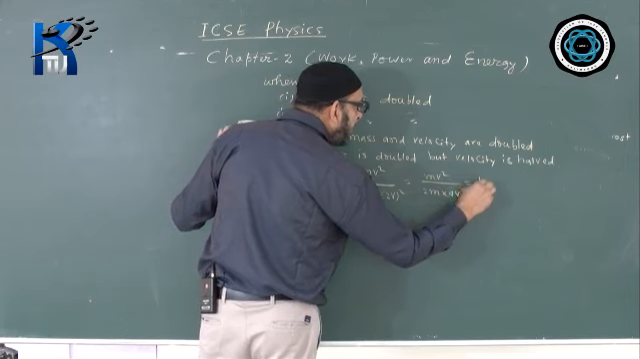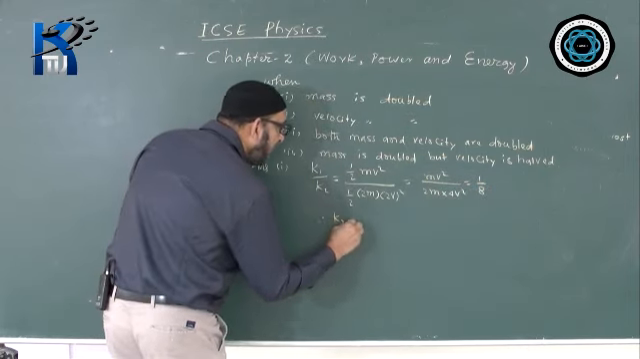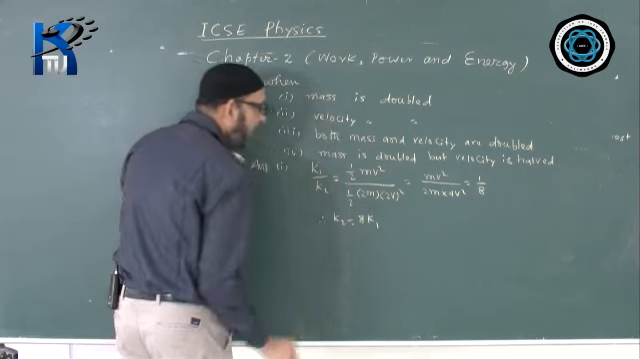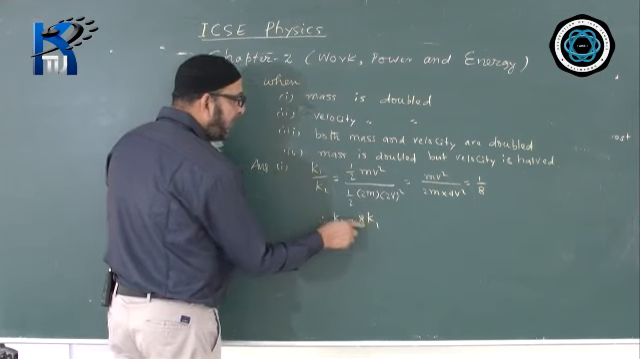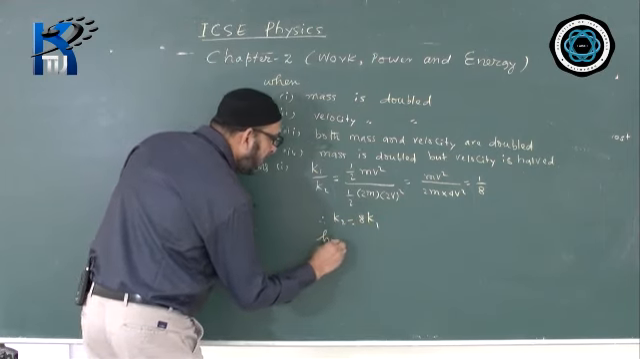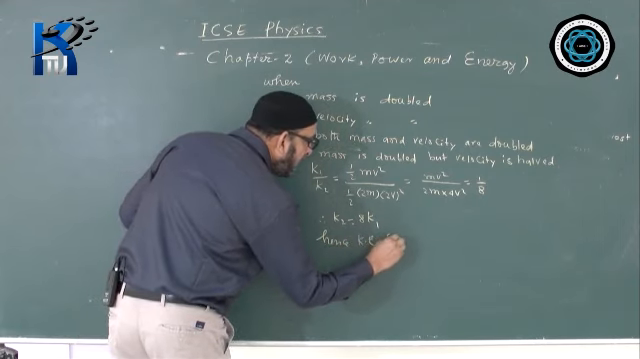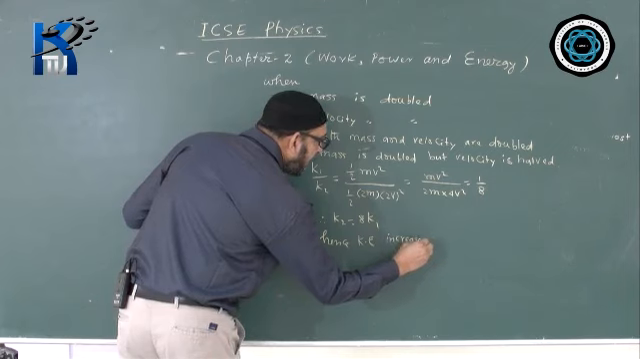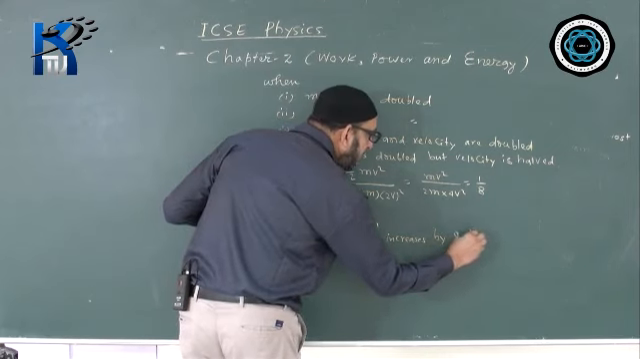v square cancel, answer is coming 1 by 8. Therefore, K2 is coming 8 times of K1. That means what is happening to the kinetic energy now? It is increasing by 8 times. Therefore, hence kinetic energy increases by 8 times.